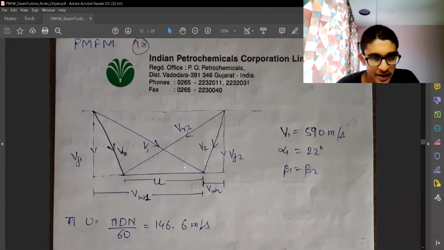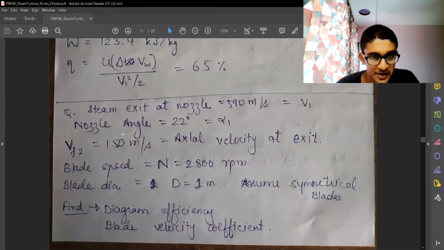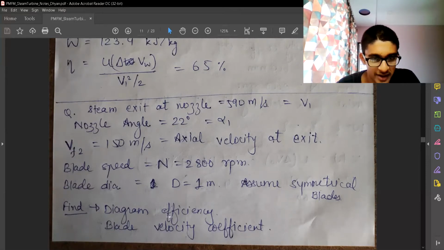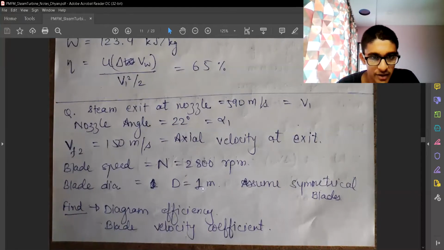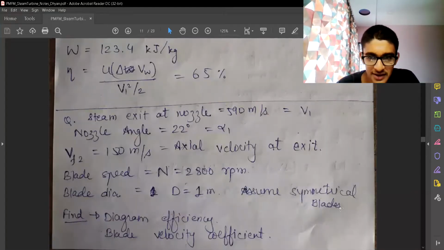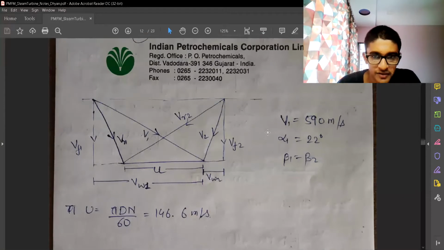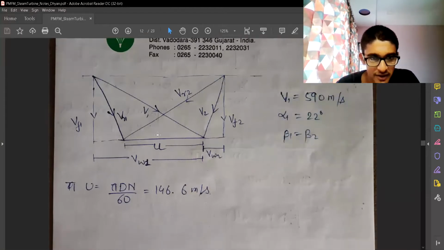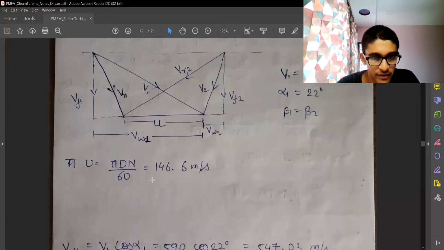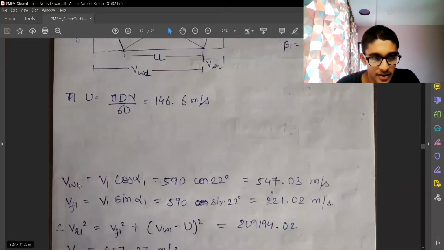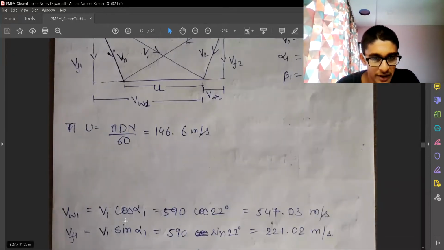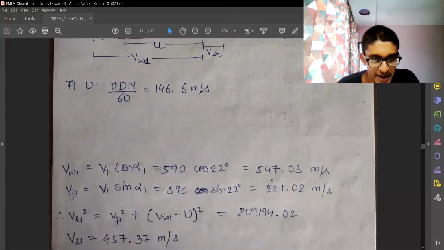So let's make the velocity triangle again. We need to find the efficiency. That means U, V, delta V, delta Vw, and V1, all things we need to find. And blade velocity coefficient means Vr2 by Vr1 or Vf2 by Vf1 because it is symmetrical blading. So we are given with these three angles and velocity, and U we can figure out from pi d n by 60. So Vw1 will be V1 cos alpha 1, Vf1 will be V1 sin alpha 1.